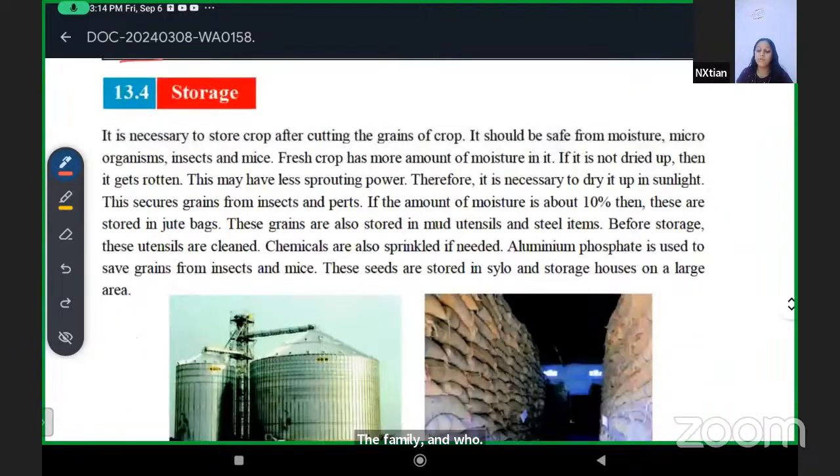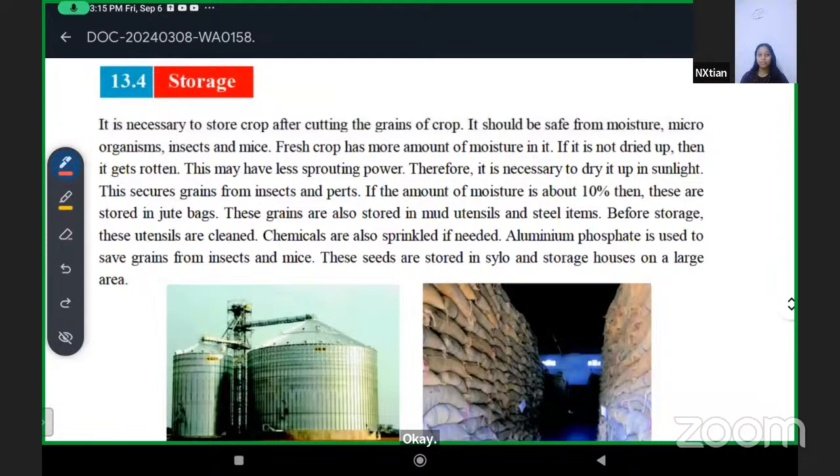Then now comes the storage of crops. So we have seen how to cultivate the land and prepare the soil, then choosing the right kind of crops, choosing the seeds, then planting them, and then how they ripen. How do we use compost and fertilizers? How do we water them? What are the ways of irrigation? Then we saw how we cut them, the process of cutting, that is harvesting. And now, after we have cut the crops, they are stored.